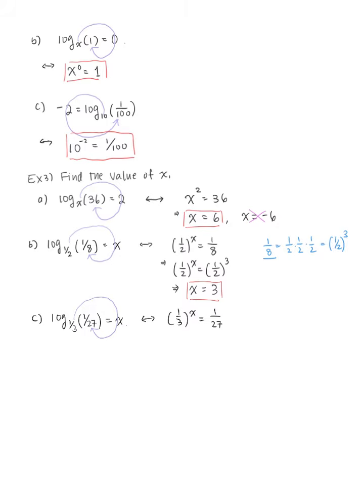Alright, so now our job is to try to rewrite 1 over 27 in terms of base 1/3. So let me just rewrite 1/3 to the x equals, alright. So 1/3 to the what power is going to give us 1 over 27? Well, isn't it 3? Because 1 over 27 is the same thing as 1/3 times 1/3 times 1/3. So this is 1/3 to the third power. So I'm going to rewrite it as that. So therefore, our answer is x equals 3 again.